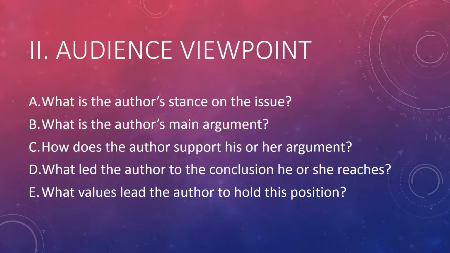Summarize their main argument. Explain what kinds of support they provide. You may summarize the support, or you might state outright, this is how you support your argument. Try to indicate what led the author to the conclusion he or she reaches. This may be something that appears in the argument, or it may be something that you have to speculate on. You may have to guess.